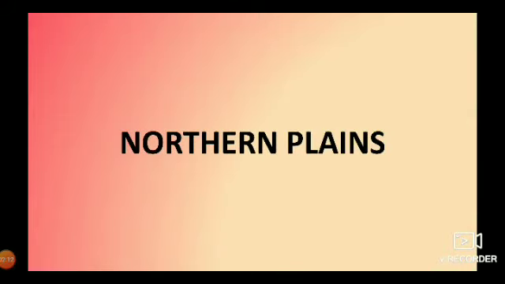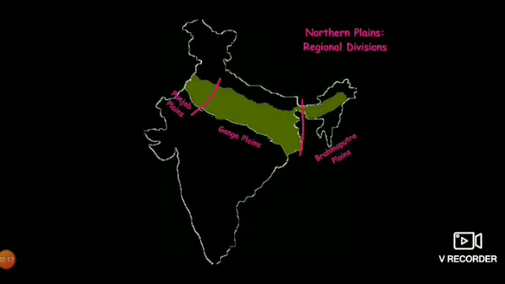So where is northern plains, children? The northern plains lie between the northern mountains and the peninsular plateau. So can you locate it here? It is shown in the green color. The entire part, okay, which is shown in green color, represents the northern plains.